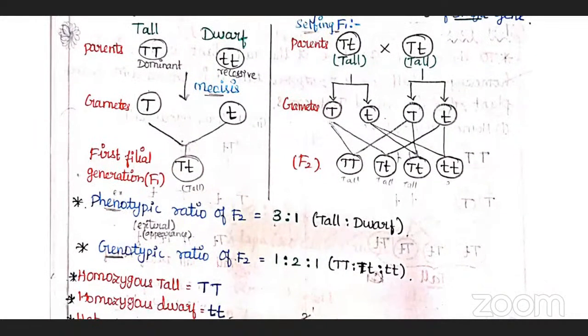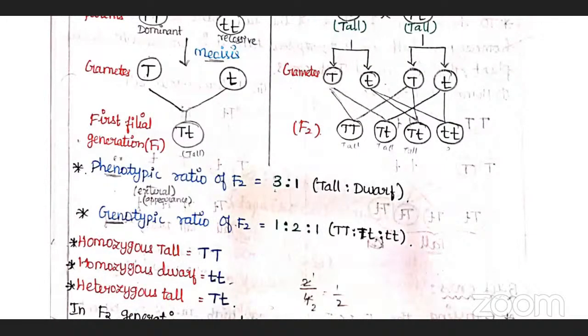You can visualize it in the slide. Clear? So at the end of the result, we get 3 tall plants. First one, second one, third one. The last small t denotes the trough plant. So the phenotypic ratio is 3:1. What's the meaning of phenotypic? What's the meaning of phenotype?